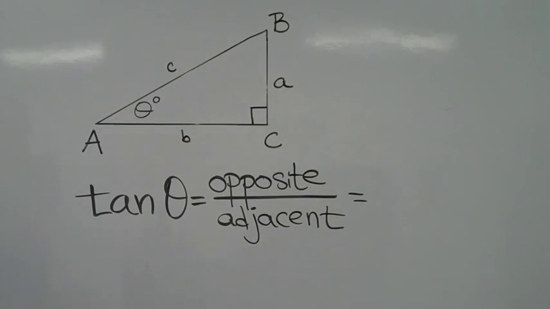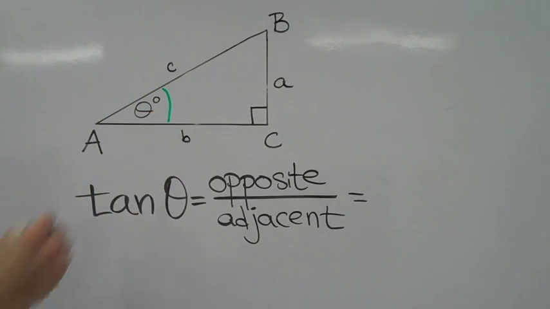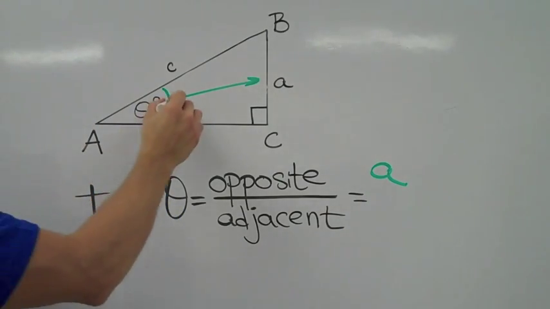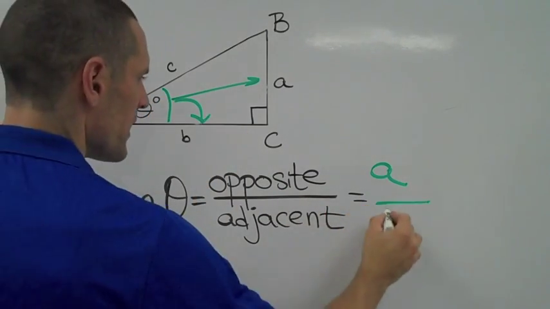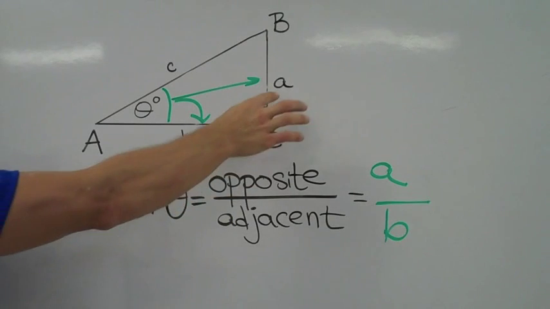Our third trig ratio is tangent. Tangent is defined as the opposite over the adjacent of theta. Well, we've defined theta as this angle A. The opposite of A is a. What's adjacent to A? Well, that is side b. So if theta happens to be angle A, then tangent, which is opposite over adjacent, is a over b.